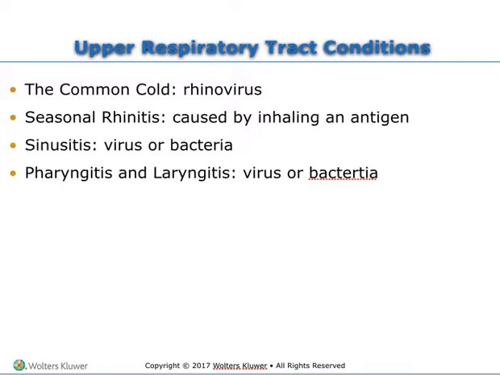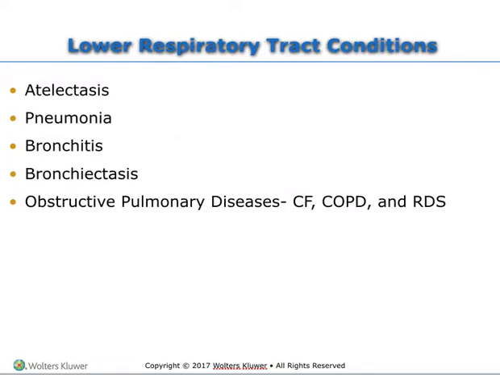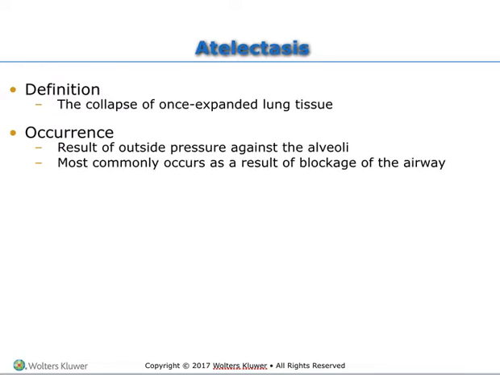Okay, so then let's talk about lower respiratory tract conditions. We have atelectasis, pneumonia, bronchitis, bronchiectasis, COPD, and we're going to touch base on some of those. First up is atelectasis. Atelectasis is the collapse of lung tissue. What happens is there's outside pressure against the alveoli, and it commonly occurs as the result of blockage of the airway due to excess secretions. So atelectasis is going to impede the exchange of oxygen and carbon dioxide.